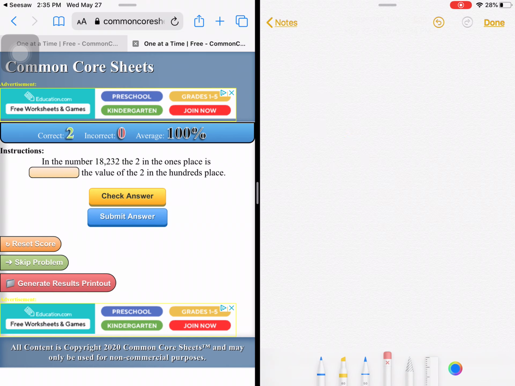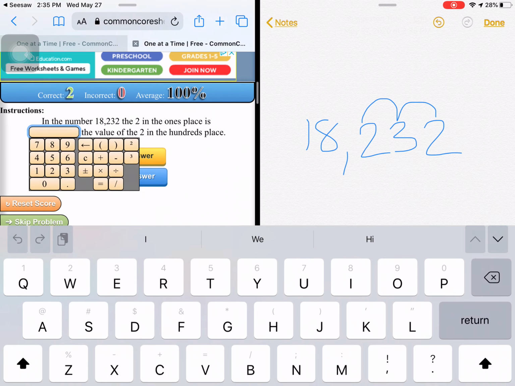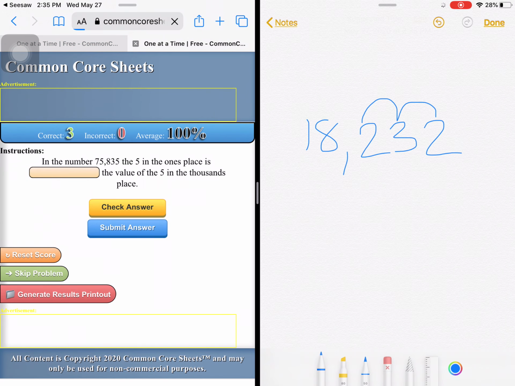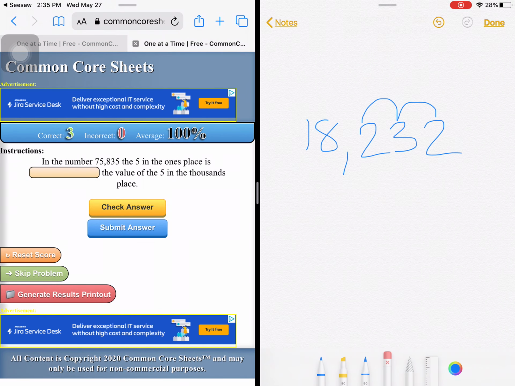In the number 18,232, the 2 in the ones place is blank the value of the 2 in the hundreds place. So I'm going to go 18,232, 10, 100. Oh, so it's 1/100th again. Let's see if we get one that's not 1/100th.